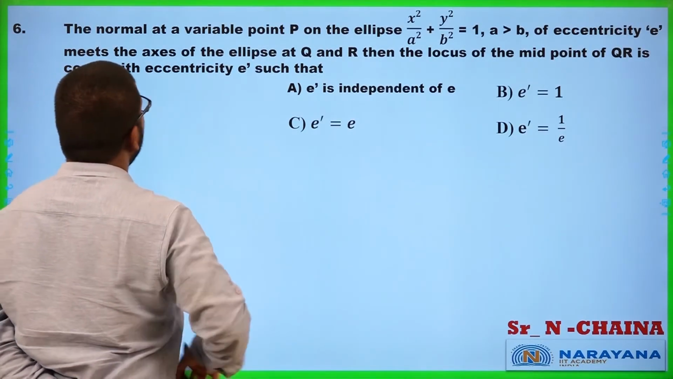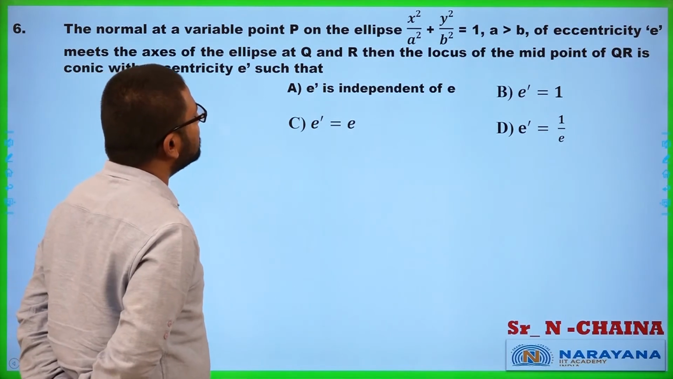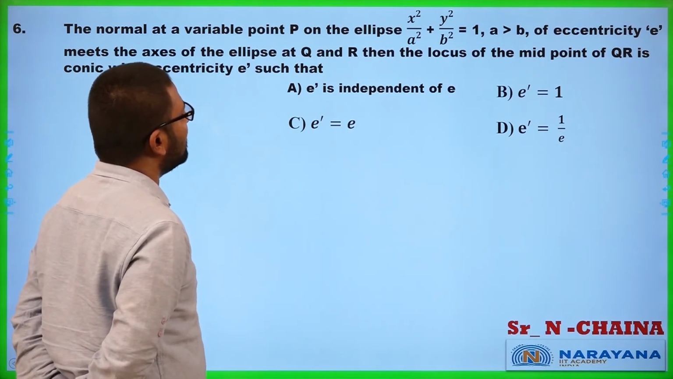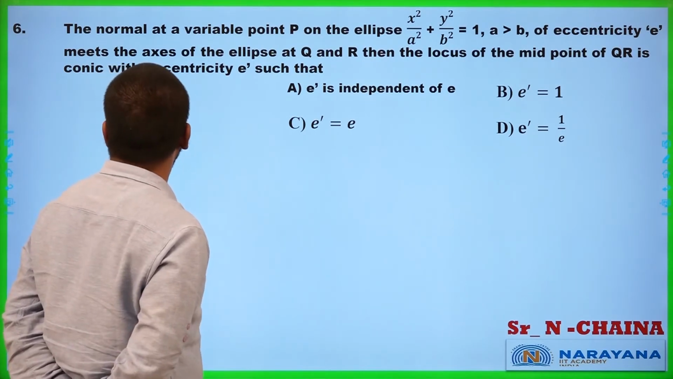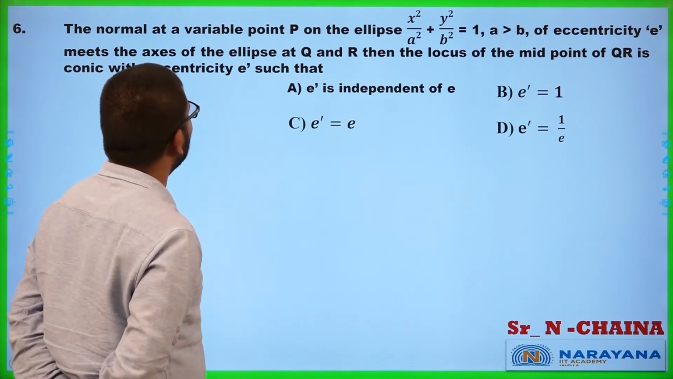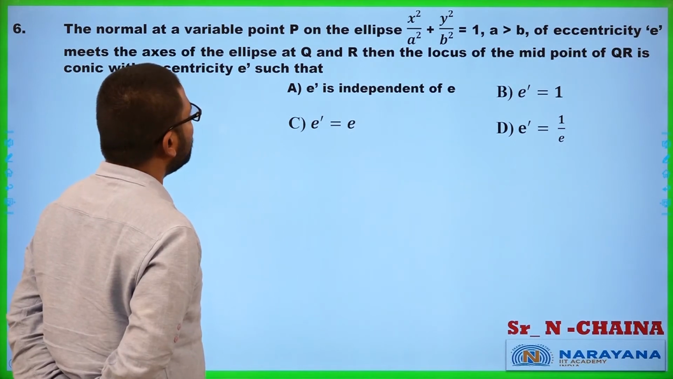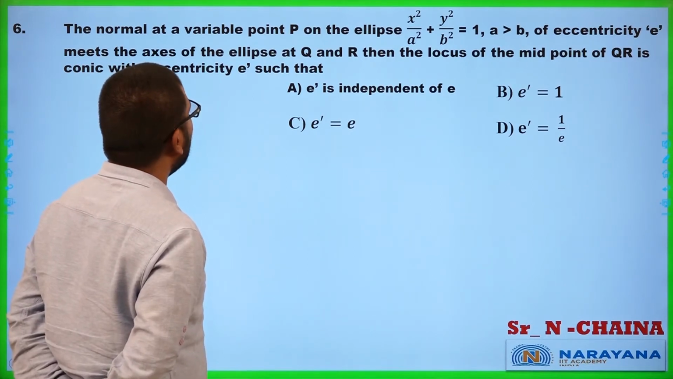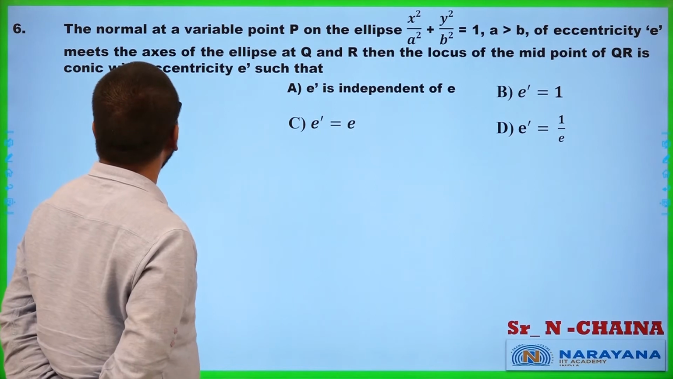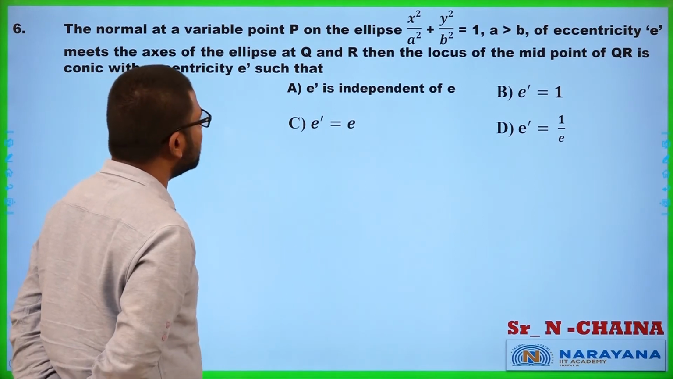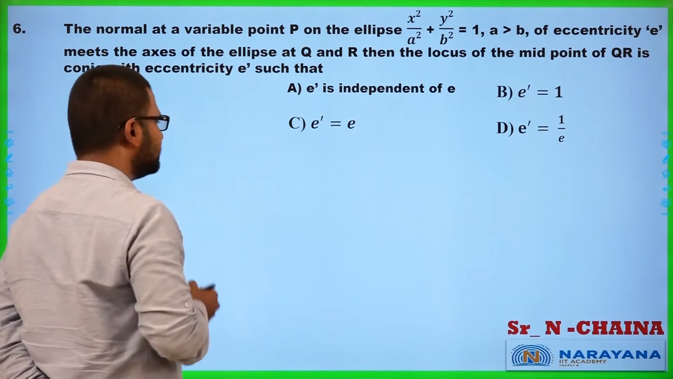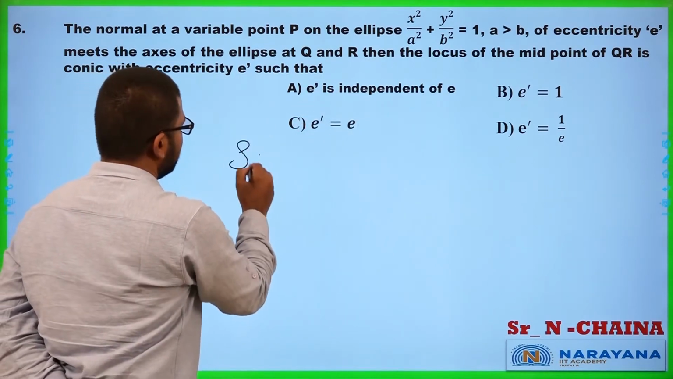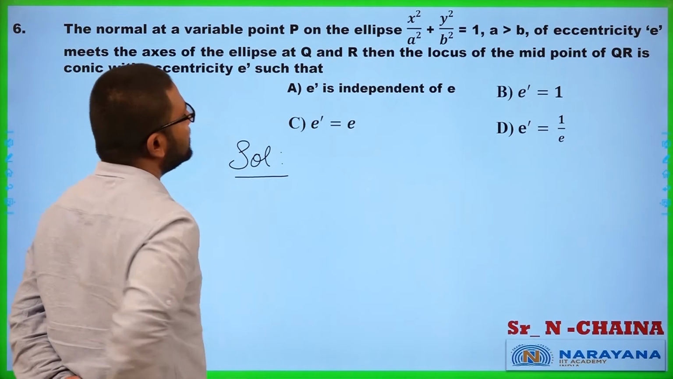The normal at a variable point P on the ellipse x square by a square plus y square by b square equal to 1, and a is greater than b, of eccentricity E, meets the axis of the ellipse at Q and R. Then the locus of midpoint of QR is a conic with eccentricity E dash such that, and now we need to find a relationship between E and E dash. Alright, so let us first see what the situation is.